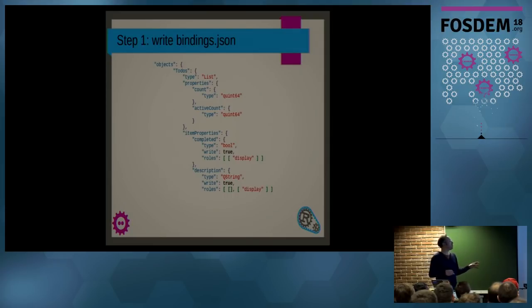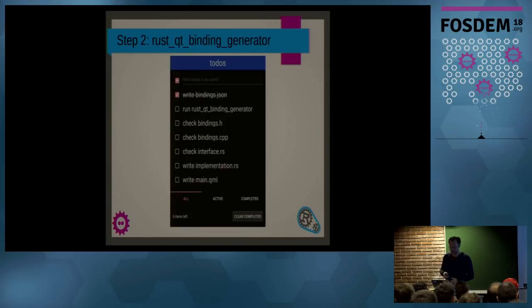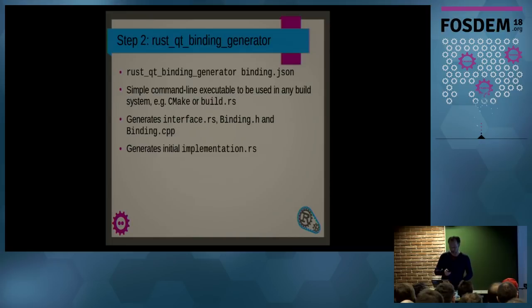Probably some people here are thinking, why not just write a Rust macro? Well, maybe we'll do that at some point, but for now, it's just a JSON description. Okay, that's checked off. Now we need to run the generator. So that's just one executable, you call it with the file, and this is set up like this so that you can integrate it with CMake or with Cargo and build.rs. And this generates these three files that I mentioned. And then what I need to do is write an implementation.rs, which is a Rust file.